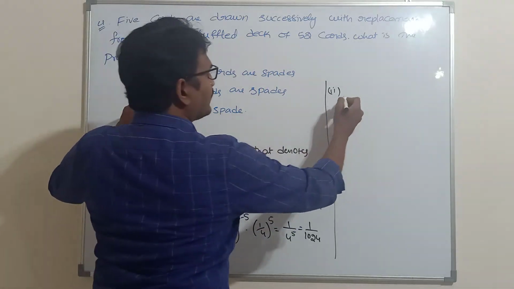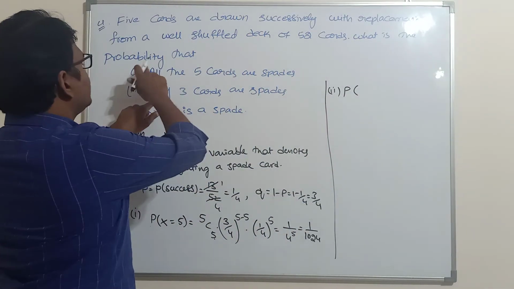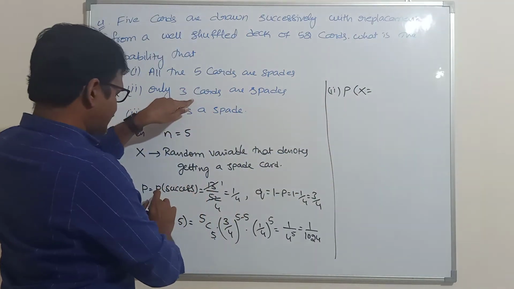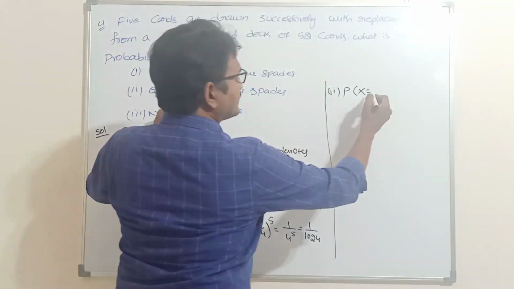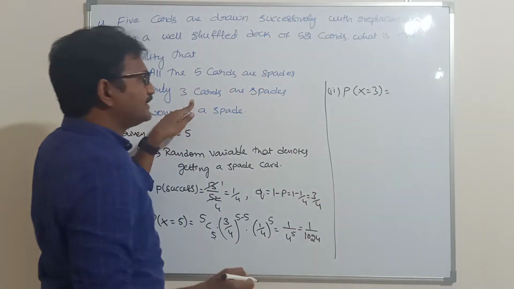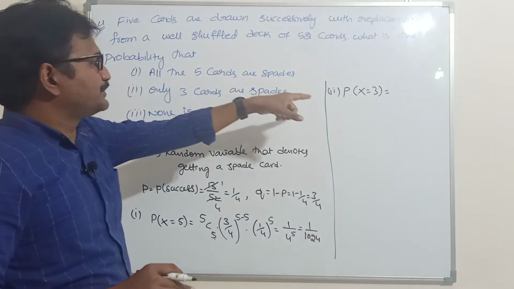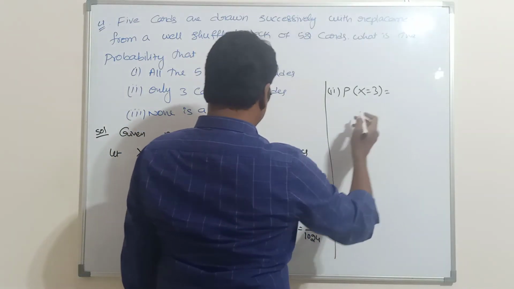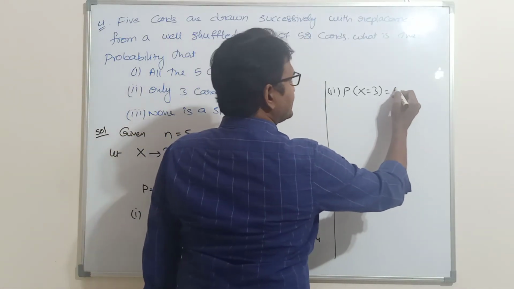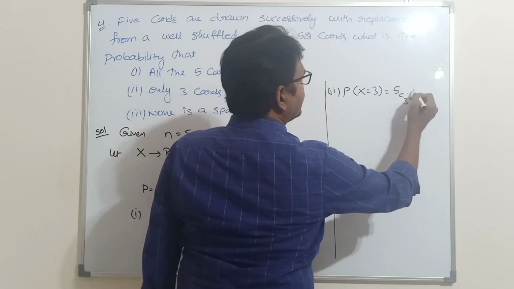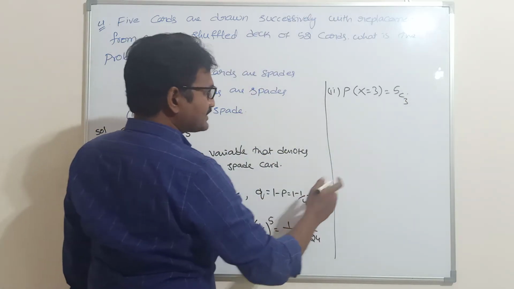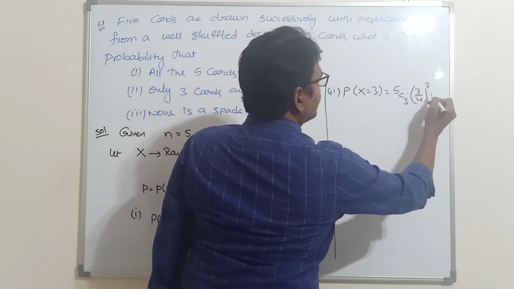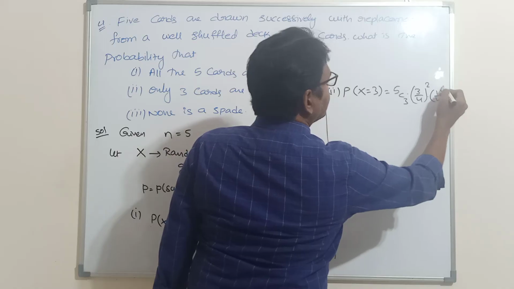Second question is probability of only 3 cards being spades, getting X. What does X denote? Getting a spade card. How many spade cards should we get? 3. Out of 5 we should get 3. So what is the formula for this? NCX. N value is 5. 5CX. X value is 3. 5C3 into q power, (3/4) whole power 5 minus 3, which is 2, into (1/4) whole power 3.